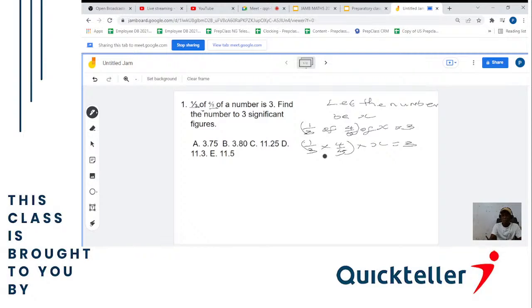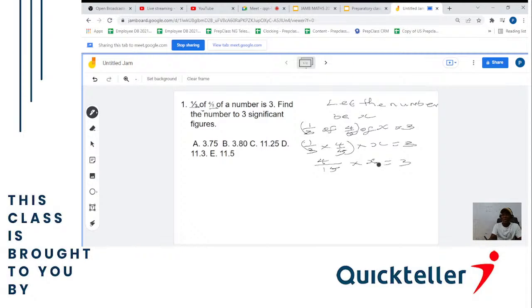Now, performing our multiplication for the value in this bracket, 1 over 3 times 4 over 5. If you are multiplying fractions, you take numerator times numerator and denominator times denominator. So we have 1 times 4, that is 4, and 3 times 5 is 15, so that is over 15. Then we have times x, which gives us 3. Now we have 4 over 15 times x equals 3.